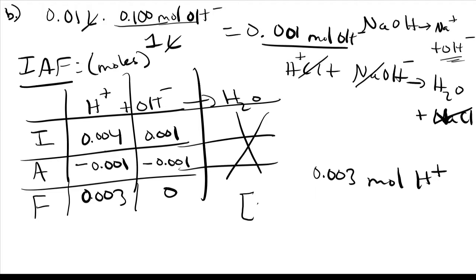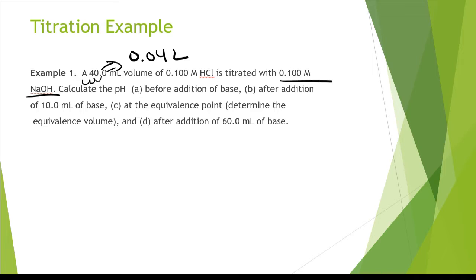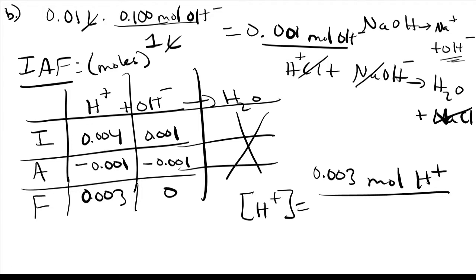Now you need to calculate the hydrogen ion concentration. So you take the moles and you divide it by the volume. Well, what is the volume? The volume is the initial volume of 0.04 liters plus 0.01 liters of base that you added. So a total of 0.05 liters. Okay, so we're going to go back here, and this is going to be 0.05 liters.